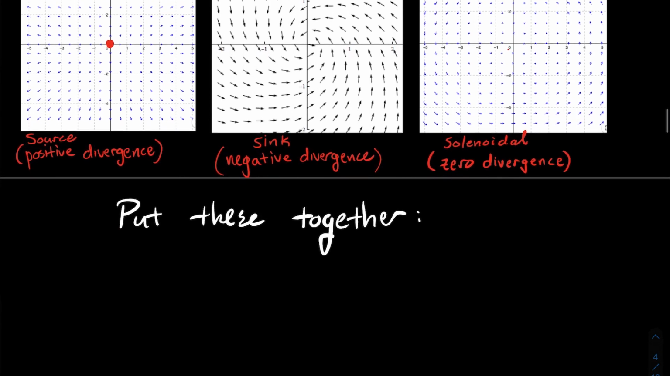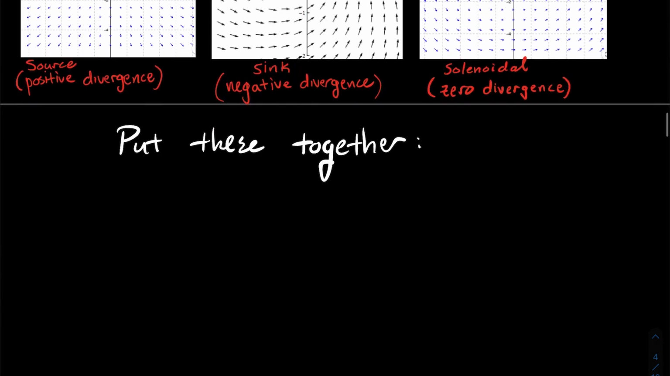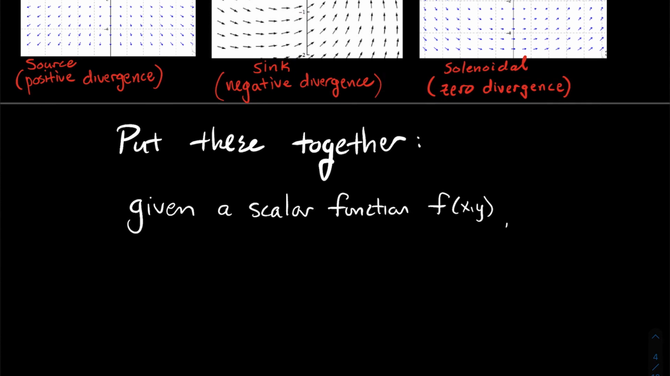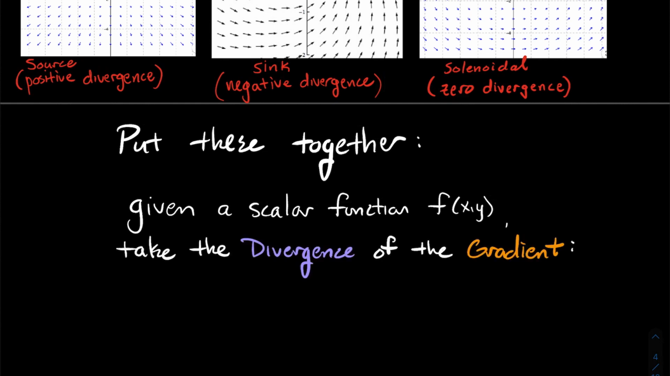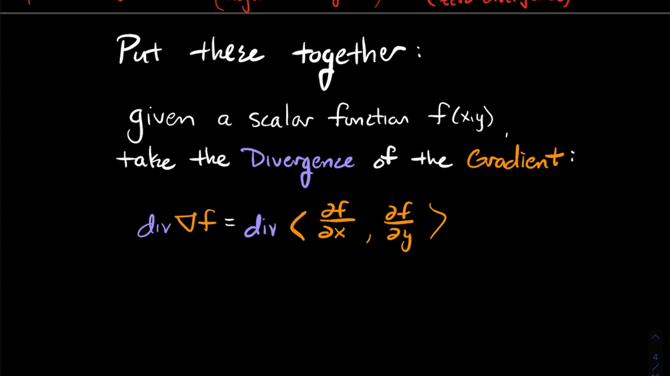Okie dokie. So what we're going to do is put these concepts of gradient and divergence together. What do I mean? If I had a scalar function f of two variables x and y, I can take the gradient, and now I've got a vector field, and I can take the divergence of that. So we're going to take div of the gradient of f. And remember, what does div do? Div is going to take the first partial with respect to x of the first slot plus the first partial with respect to y of the second slot.